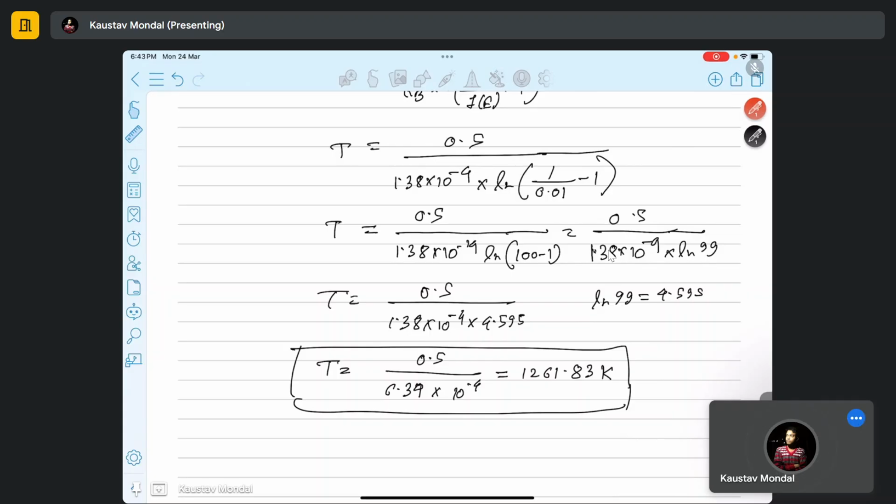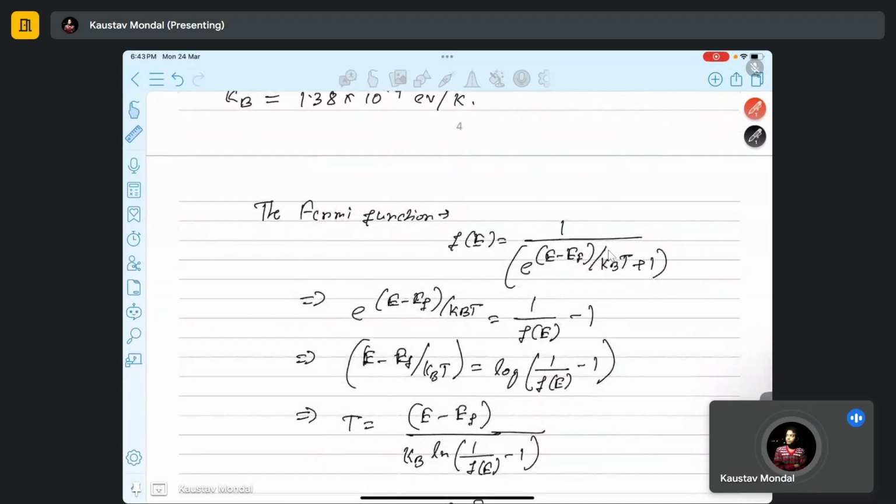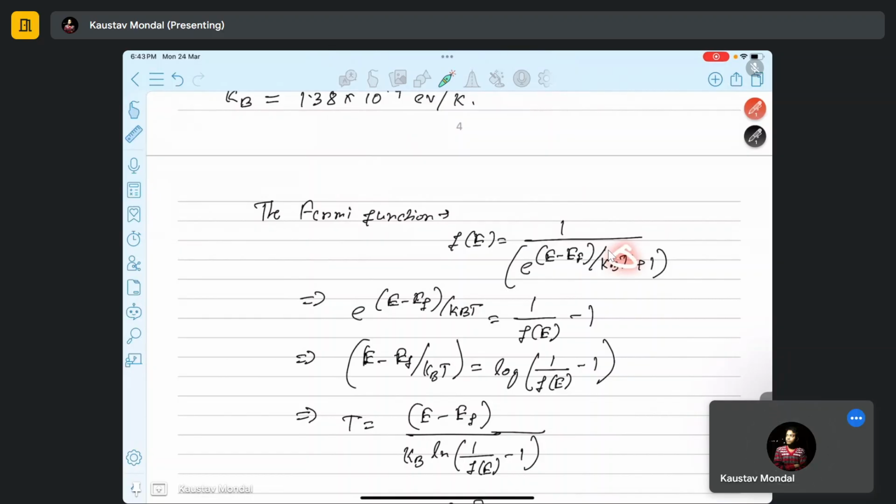1261.83 Kelvin. So this is the way. Everything is given. You just have to use the formula and calculate T, because the probability E minus EF is given. So at what temperature will that particular state have a particle with a probability of 1%? For that, there should be a value of T, and you have to calculate that value.